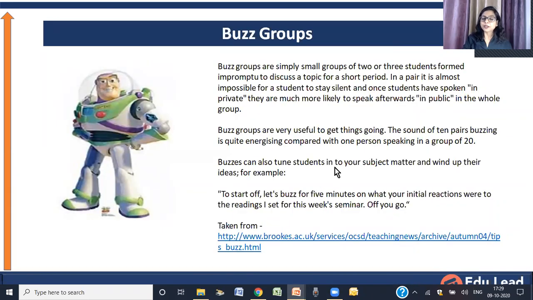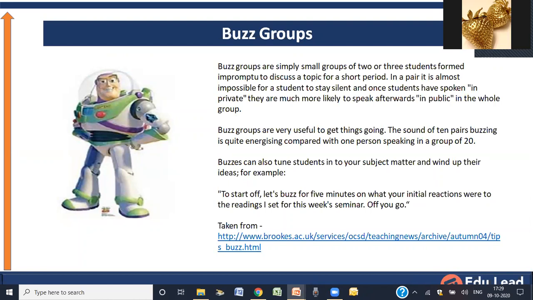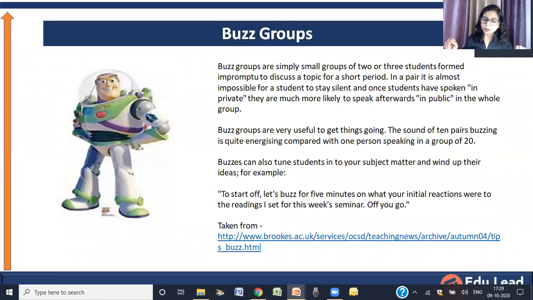Another thing which is very important over here, and a very good thing about differentiation, is having your buzz groups. Buzz groups are that before you go ahead and have a whole class discussion, you can say, okay, let's buzz for some time. Now, when you're saying buzz for some time, which means everybody is discussing either in a pair or in a group of 3 people, right? So you've given them the topic and you ask them to buzz. So they are discussing it within that small group.